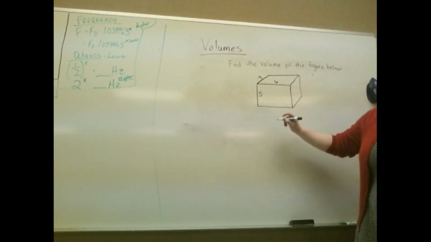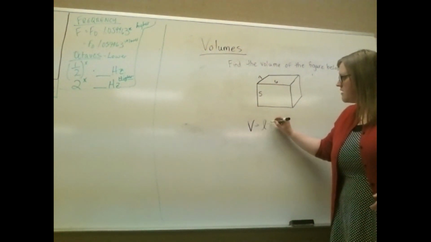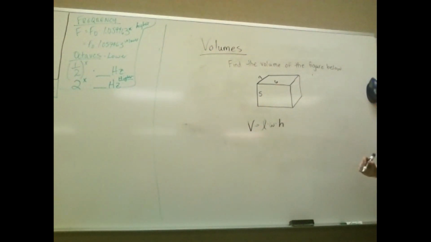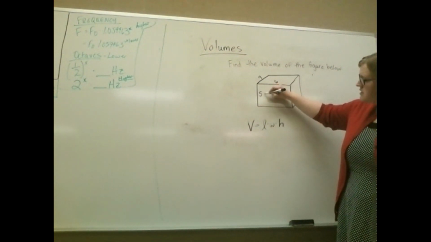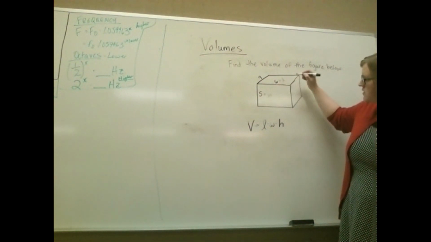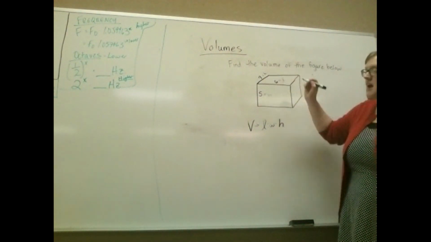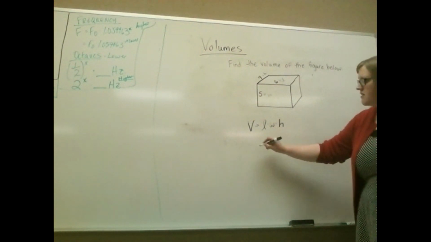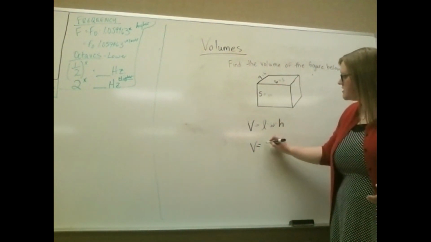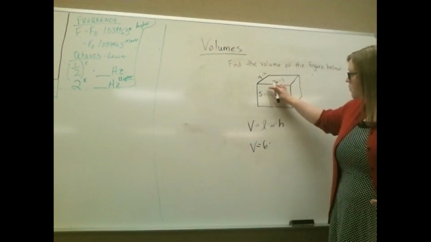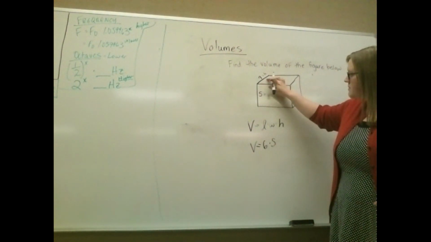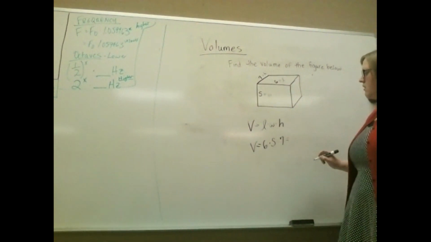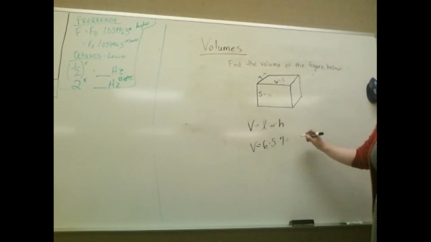All right, so we know the volume for a rectangular solid is length times width times height. I decided this was going to be my width, this was going to be my length, and this was going to be my height. If you had labeled them differently, it still would have come out the same way. So volume equals length, which is 6, times width, which is 5, times height, which is 7, which gives us 30 times 7, which is 210.